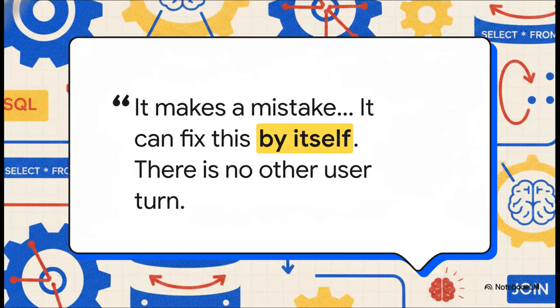But the absolute most crucial point is embedded right here in this quote from the presentation. It makes a mistake when it tries to join two tables. It can fix this all by itself. There is no other user turn.